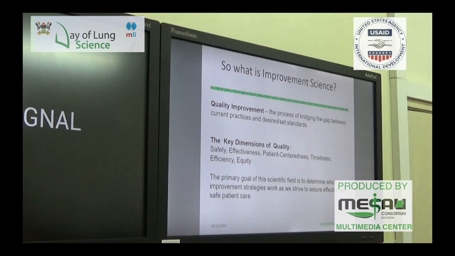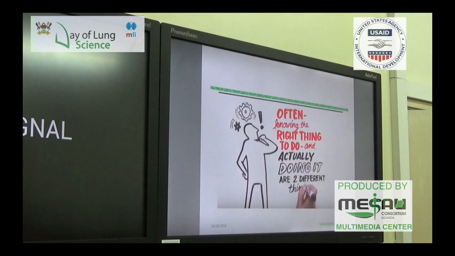So the primary goal of QI, or improvement science, really is to determine which improvement strategies work as we strive to assure effective and safe patient care. So in short, often, knowing the right thing to do and actually doing it are two different things. And I think that we shall see that as we have more discussions around this.